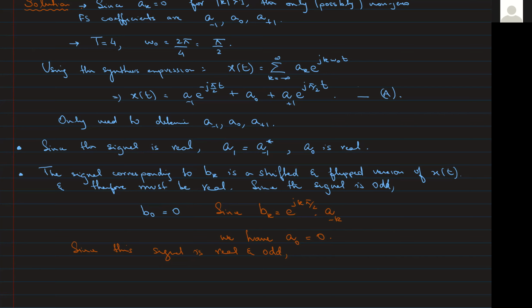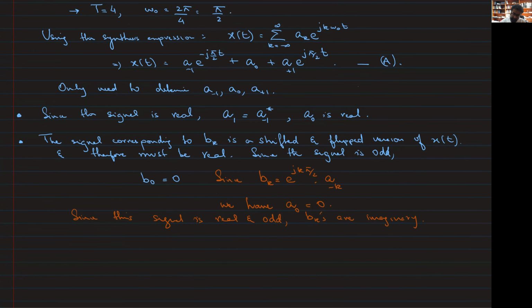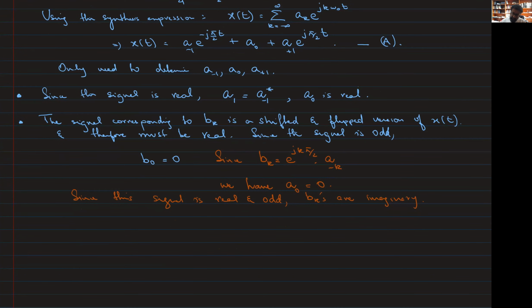Ibrahim says they are purely imaginary, the real part is purely 0, as Daniel says in the chat box as well. Okay, they must be purely imaginary. So the BKs are imaginary, there's no real component to those BKs because the signal is real and odd. Now let's use this to determine what the A's are.